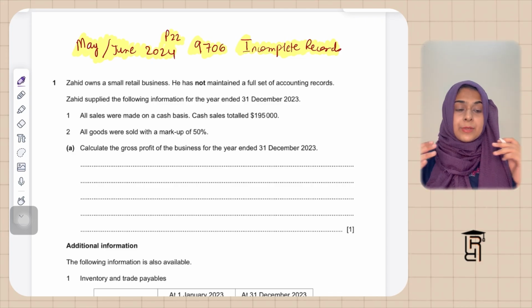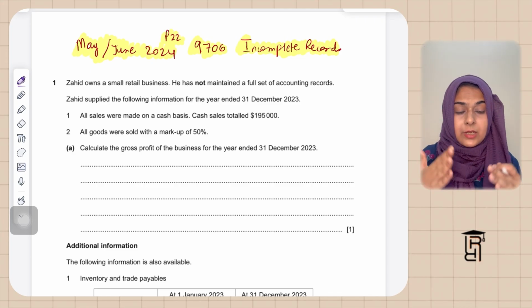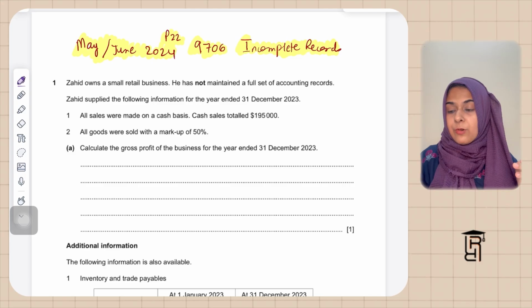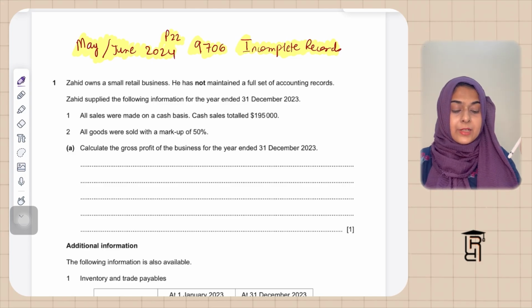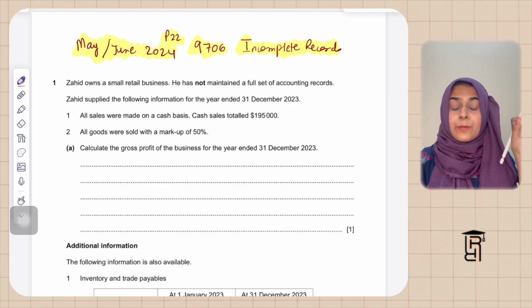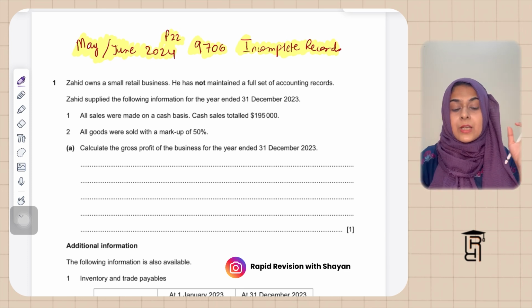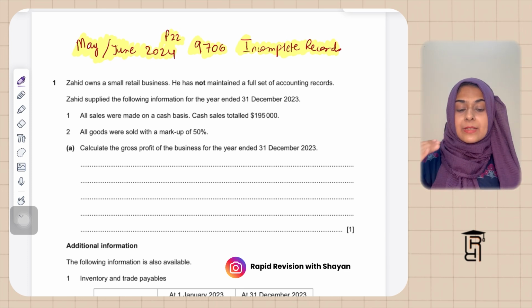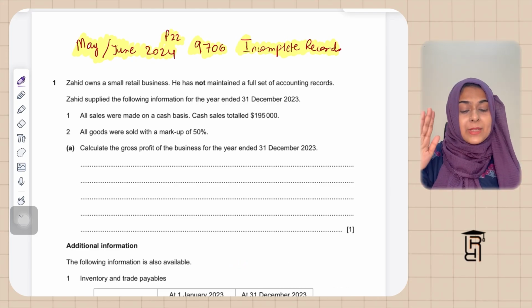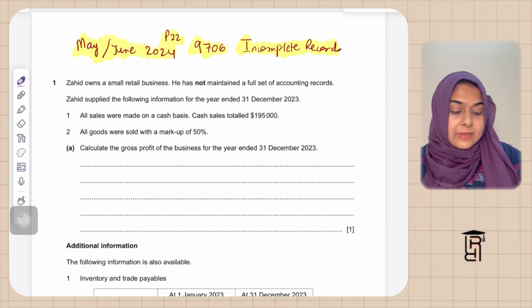So when markup is given, we assume cost is 100%. Let's say something we bought for $100 and we have kept a profit of $50 on that, gross profit of $50, and then we are selling it for $150. So that is how markup is. Basically markup is profit on cost. So when you decide to keep a profit on cost, you assume that cost of sales is 100%. I always tell my students cost of sales is basically 100%.